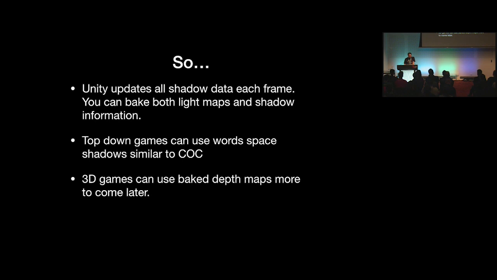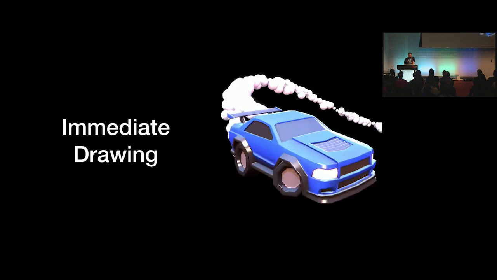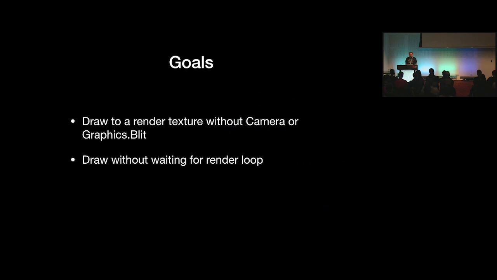Yep. Then something called immediate drawing. I changed this title like 3 times, but I think this is the best one. When you render to a render texture, you often use a camera and drag a render texture to it. But there's actually a different way to render to a render texture, not using a camera or graphics.blit, and also not waiting for the render loop. So I just call this immediate drawing.